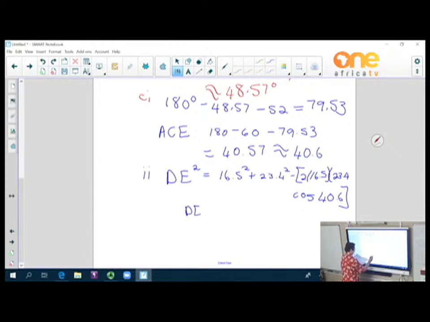So DE squared is then equal to 233.5006. I get the square root of that, and the answer is 15.3. And then the last question is a question on the area. We're working with the area.